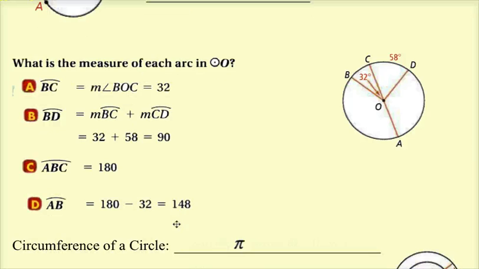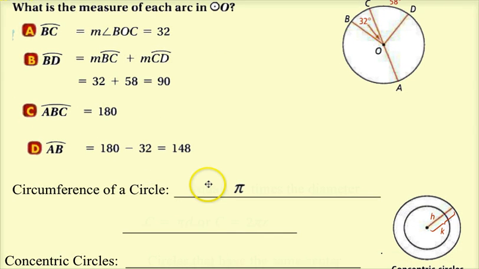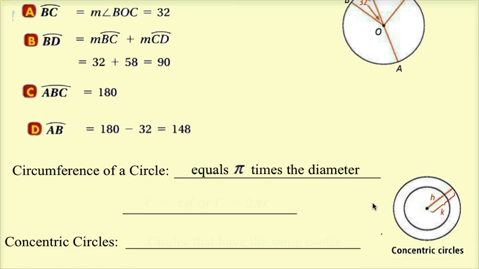Next thing I have is circumference. Circumference of the circle, remember, is the distance around the circle. It equals pi times the diameter. Or we use the formula circumference equals pi times diameter, or sometimes we use 2 pi r, because remember a radius is just half of a diameter. So either of these two formulas work. So circumference is pi times diameter, or circumference is 2 pi r, depending on what information they give you.